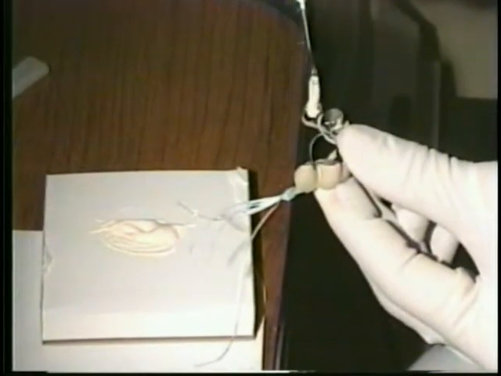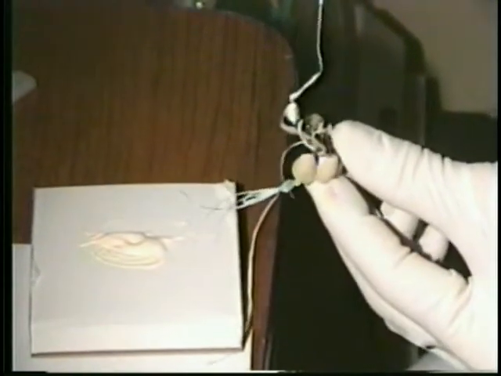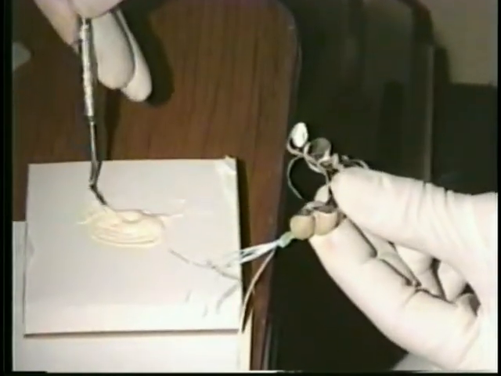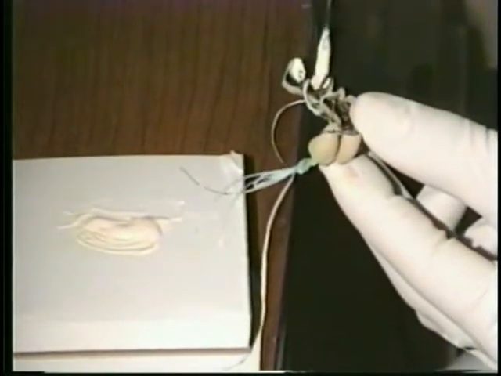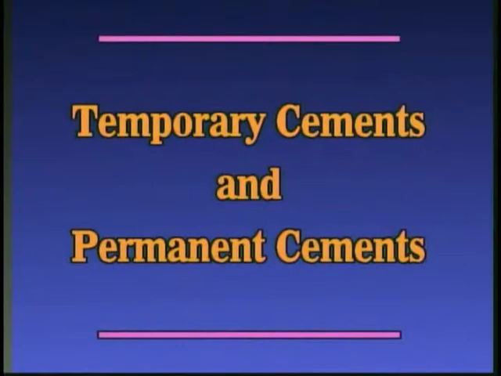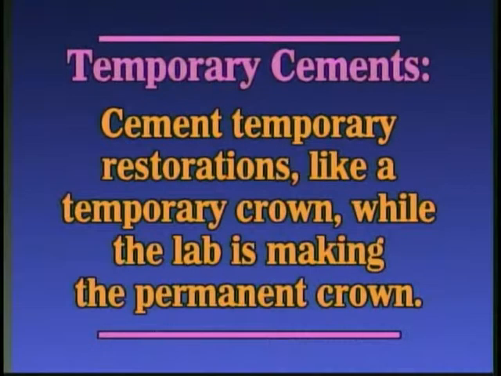There are many types of cements used in dentistry. Cements are used for the placement of crowns, fixed bridges, inlays, and onlays. The important thing to remember here is that there are temporary cements and permanent cements. Temporary cements are used to cement temporary restorations, like a temporary crown, while the lab is making the permanent crown.